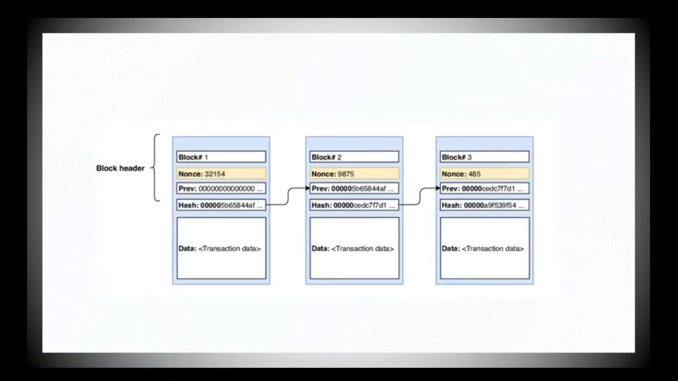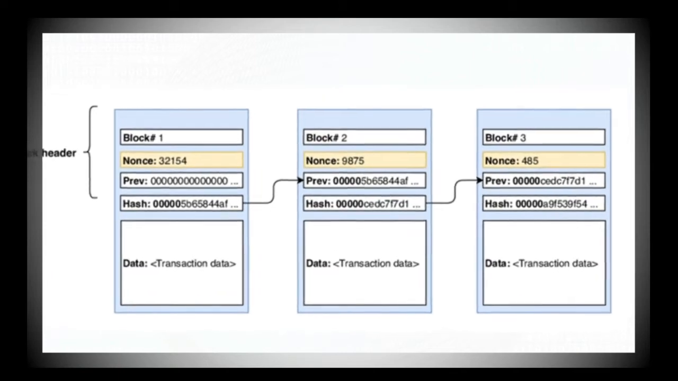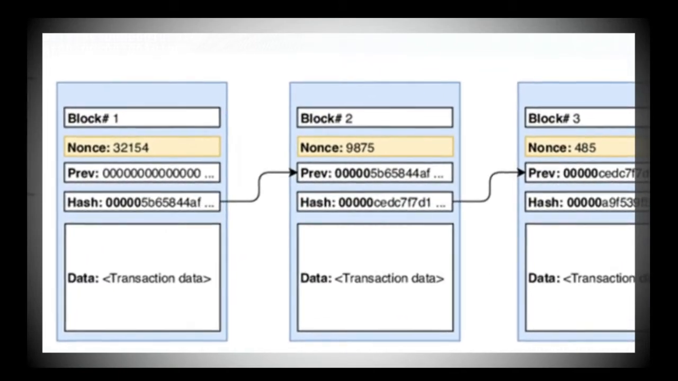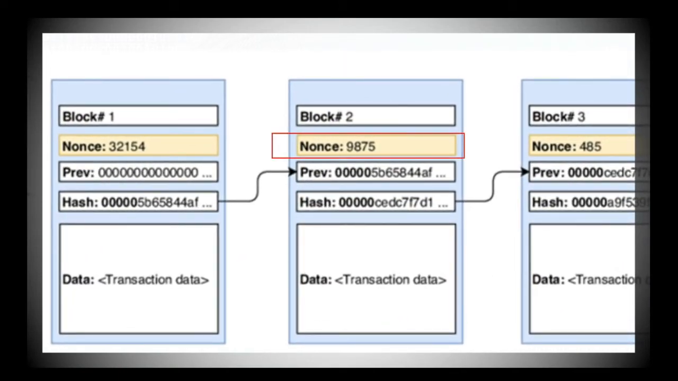Okay, what I would like to do now is just go into the details of the block header. Have a look at this. This field, the nonce field, is actually crucial to the whole operation of the creation of the blocks. Nonce is basically a number that is used once. So let's see how that works.